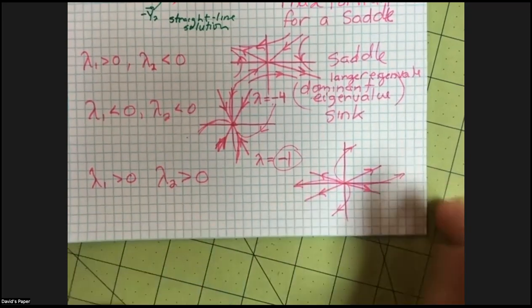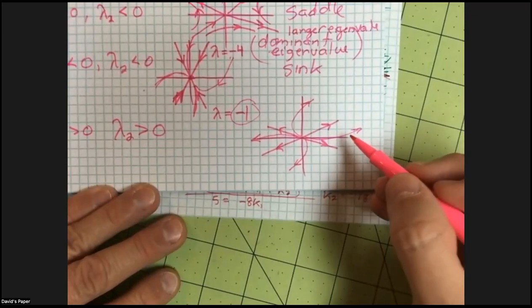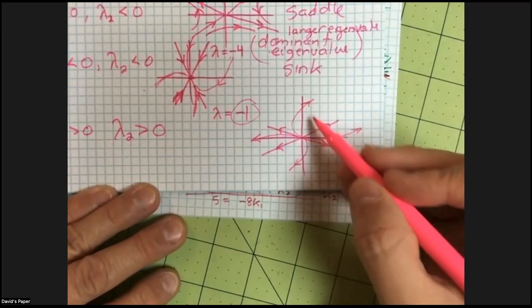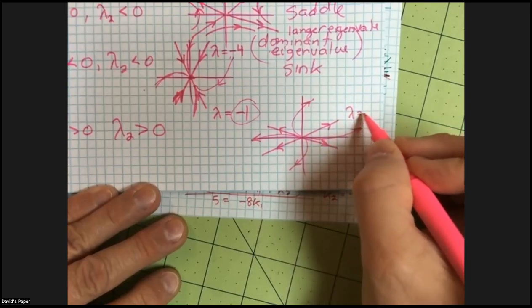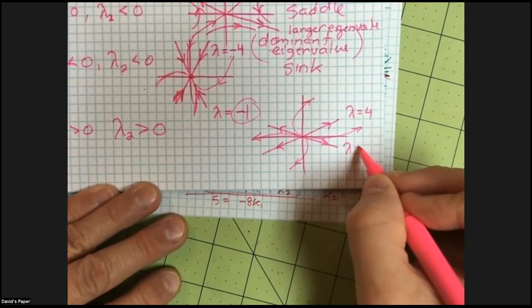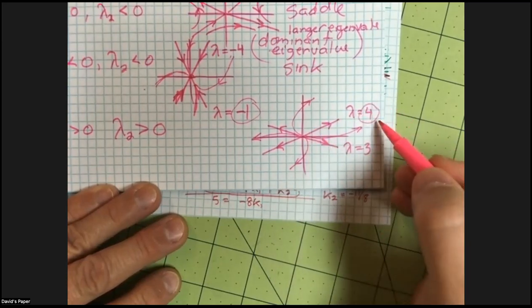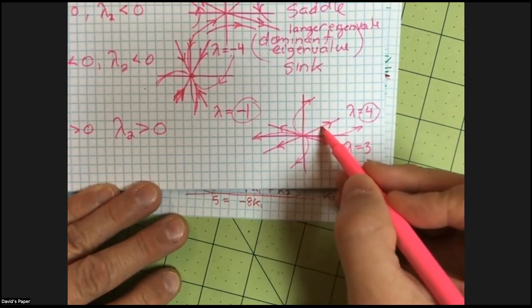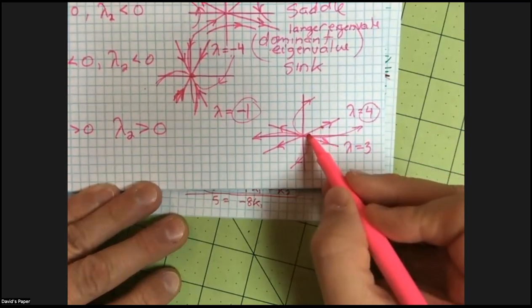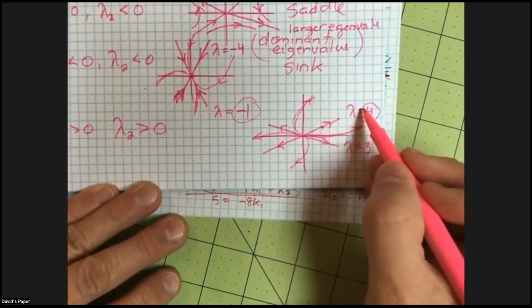Now be very careful not to interpret this very casual hand drawing I'm making. I am not saying that these quadrant solutions become parallel to the dominant one. Let's say this is four and this is three. The dominant eigenvalue is the larger eigenvalue. But I am not saying the solutions become parallel to it. I'm saying that solutions grow in an exponential fashion alongside that.